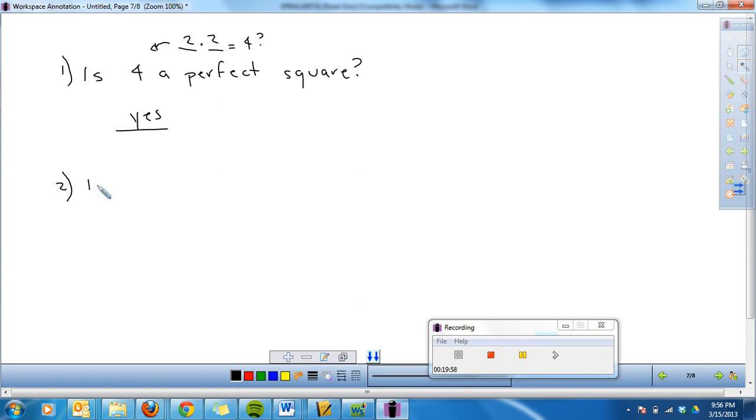So let's do another example. Let's say, is 3 a perfect square? Okay, so in your head you should be thinking, what times what can give me 3? The only thing that I can multiply to get 3 is 1 times 3. And these are not the same number, so this is not a perfect square. The answer is no.